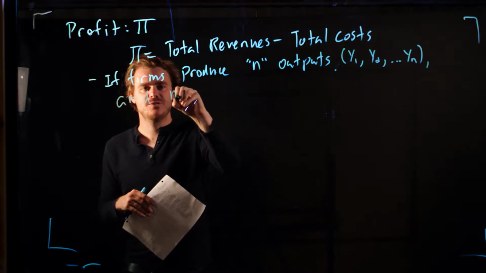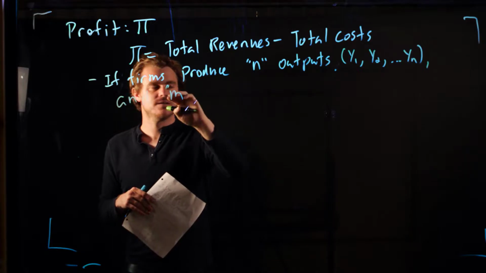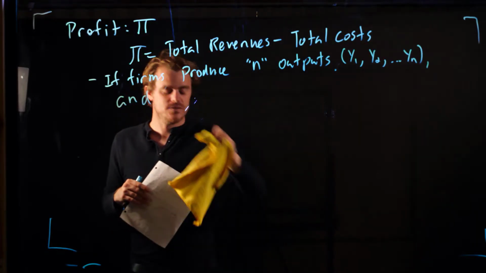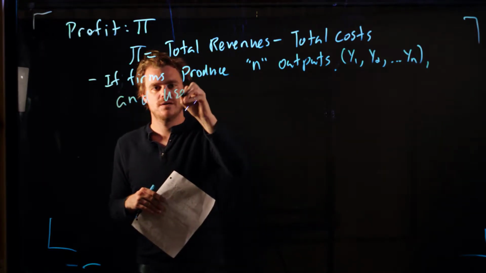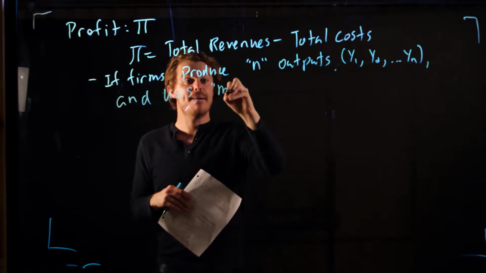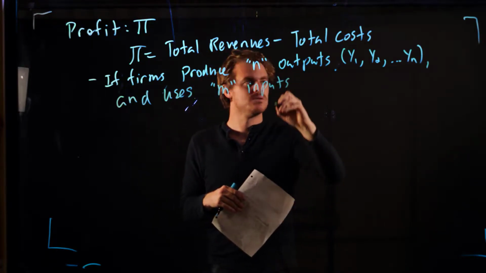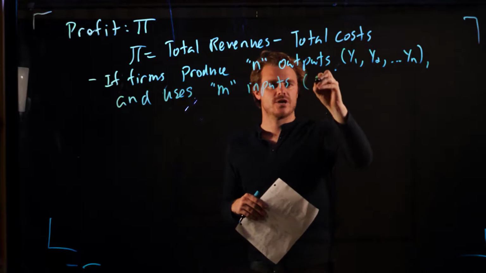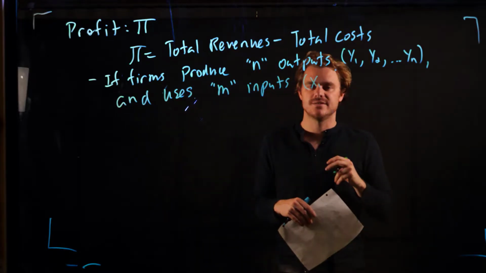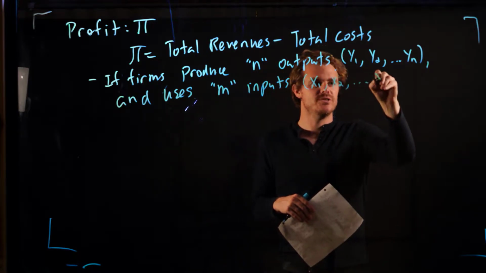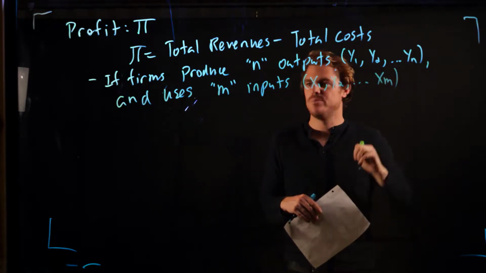And to produce these, the firm uses m inputs. So we're going to call the inputs x1, that's the amount of input 1, x2 is input 2, and then we have xm is input m.